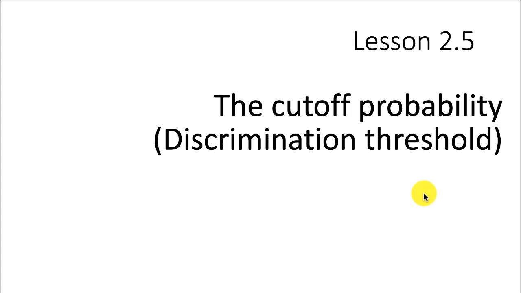Now we come to another very important concept in classification, and that concept is the cutoff probability. It is sometimes also referred to as the discrimination threshold. I'll be using the term cutoff probability, but if you come across the term discrimination threshold, you should understand that it means the same thing. Once again, this is common to all classification techniques, the notion of the cutoff probability. So instead of discussing this in the context of specific classification techniques, I'm talking about it in general, which is applicable to all classification techniques.